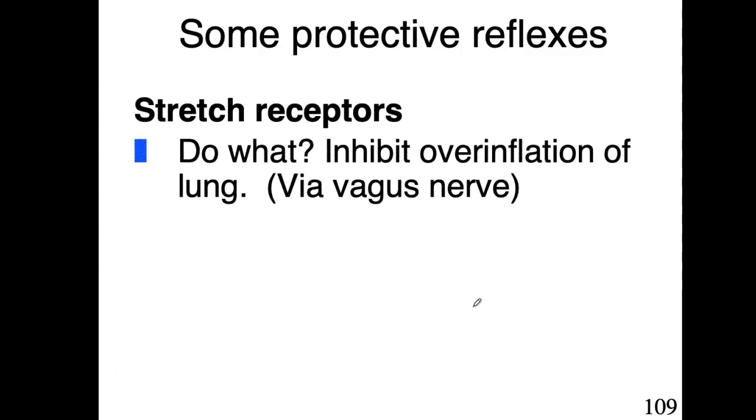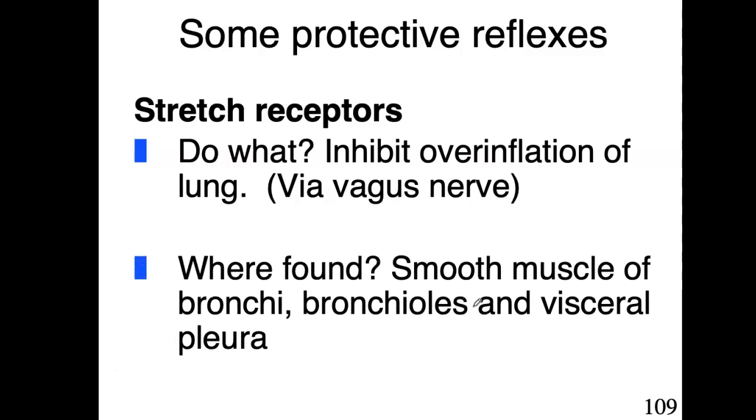Other than these central and peripheral chemoreceptors, we have some protective reflexes also that keep this respiratory system working well. And one of them is the stretch receptors. So what they do is they inhibit overinflation of the lung. So you want to be able to stretch your lung, but not excessively. So we have stretch receptors that after a certain amount of stretch will send a signal saying stop. And this will diminish that inflation of the lung. So that's a protective reflex.